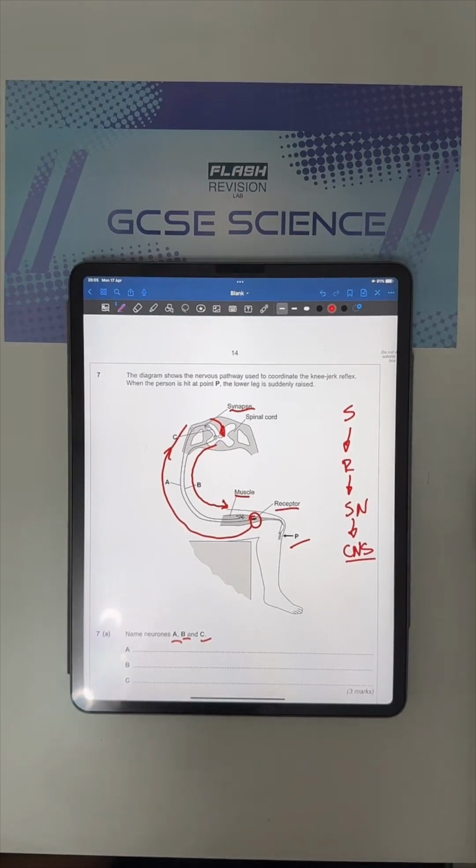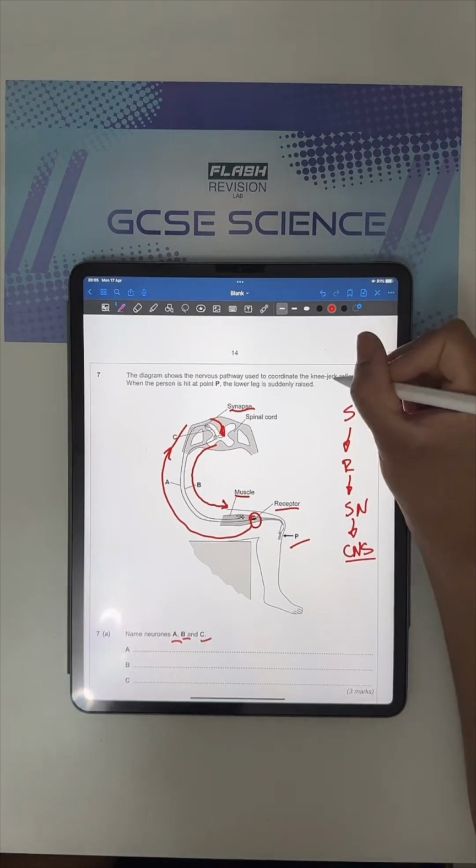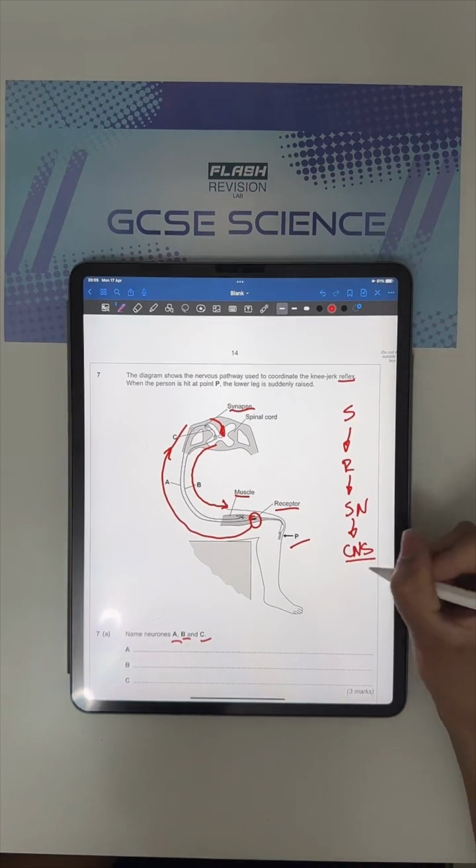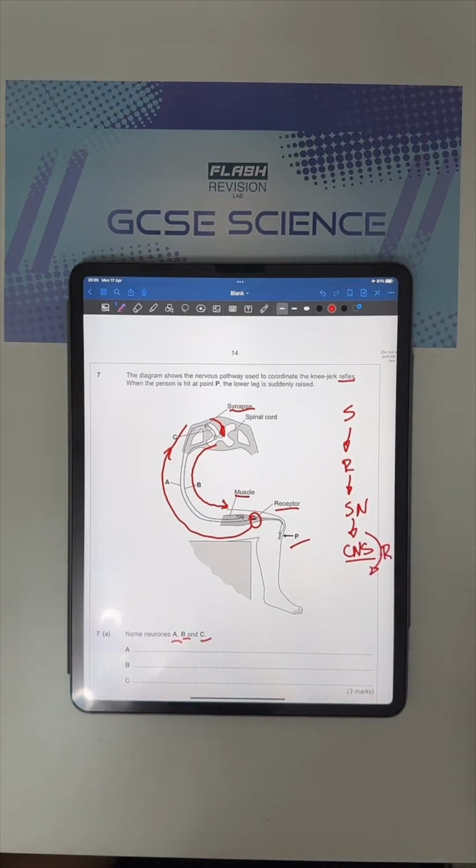If it's a voluntary response, it goes directly to the brain. The brain processes the information and it gets sent out. If it's a reflex response, like this question here, it just goes to another neuron, which we call the relay neuron. So we'll put an R for that. Synapses are to do with neurotransmitter chemicals. There's a question on that later on.